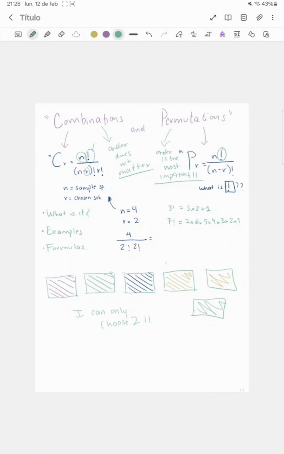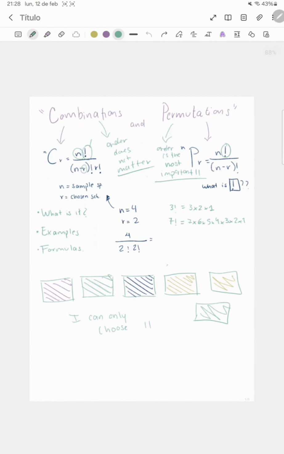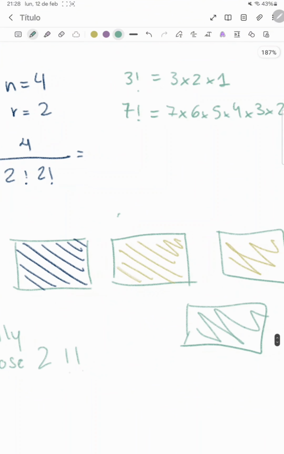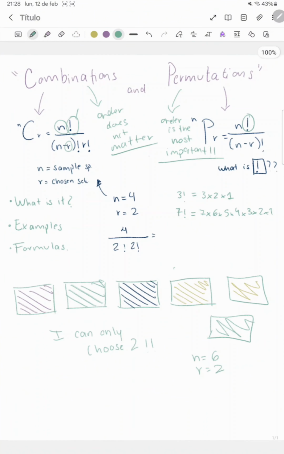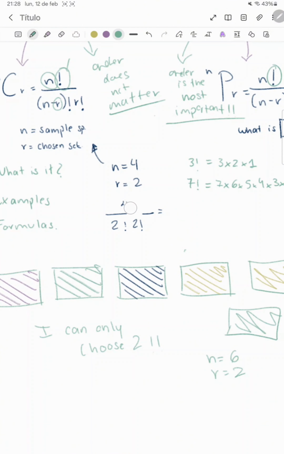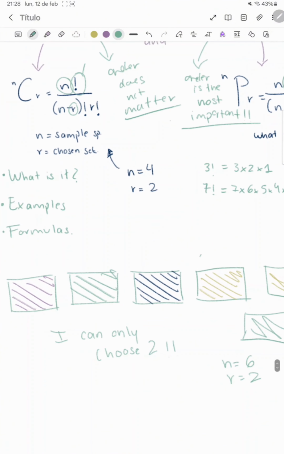Okay, so let's imagine that I have 6 gift boxes, but I can just choose 2. To calculate the possible combinations of which boxes I can choose, we're going to use this formula. First of all, we need to note that this is a combination because the order of the gifts being chosen does not matter. So we're going to set first our sample space, which in this case will be 6 because we have a total of 6 boxes, so N is 6. And now our R, or selected set, is going to be 2 because we can only take 2. And so we're going to write our formula as the following.